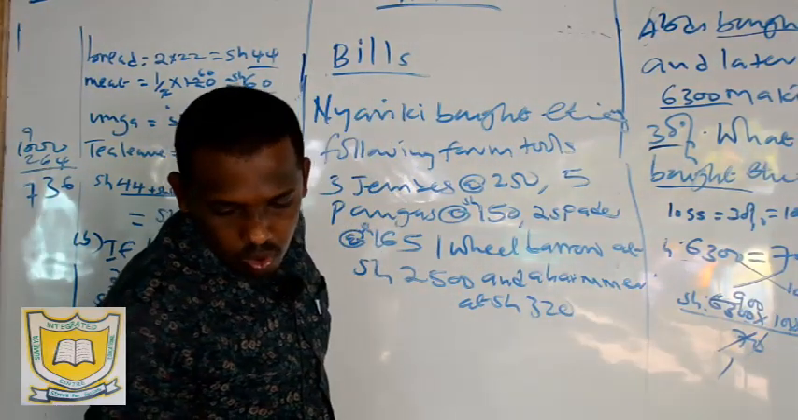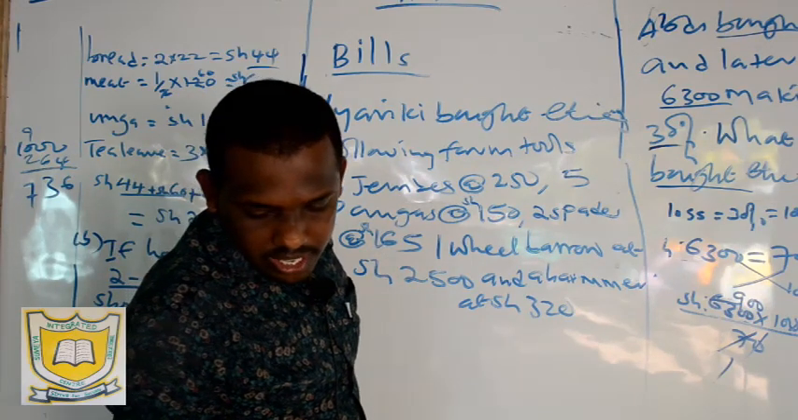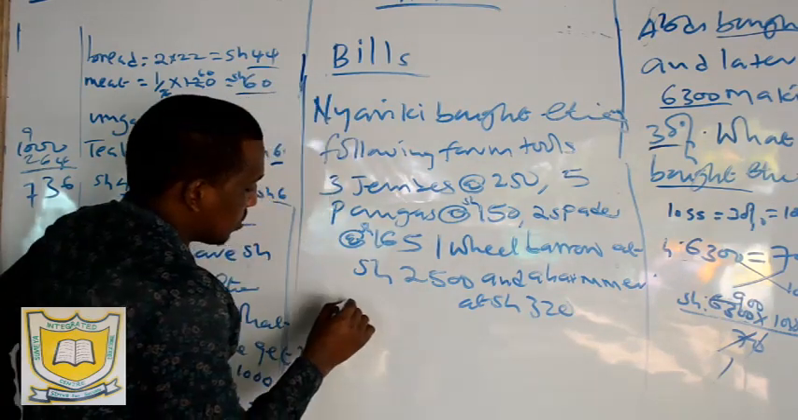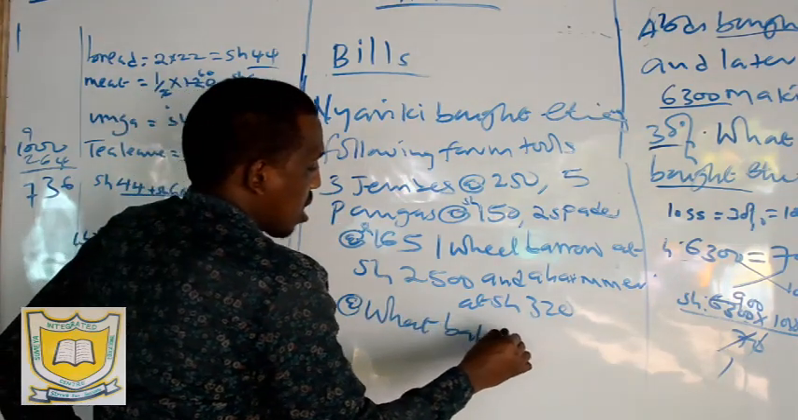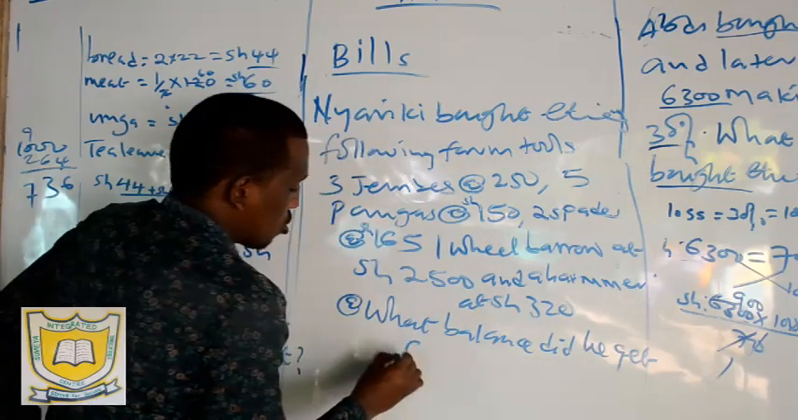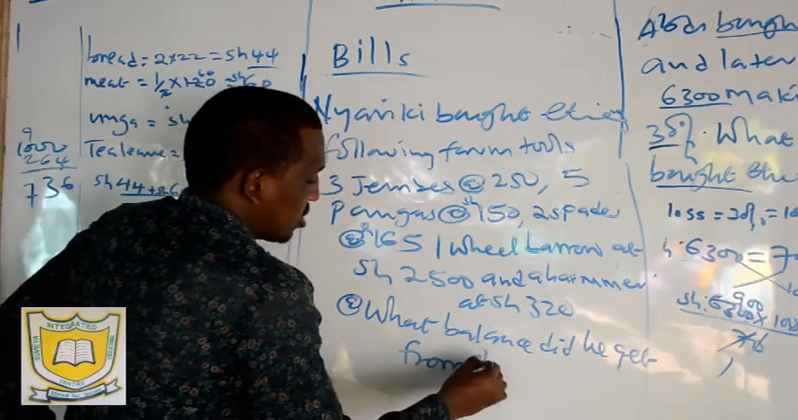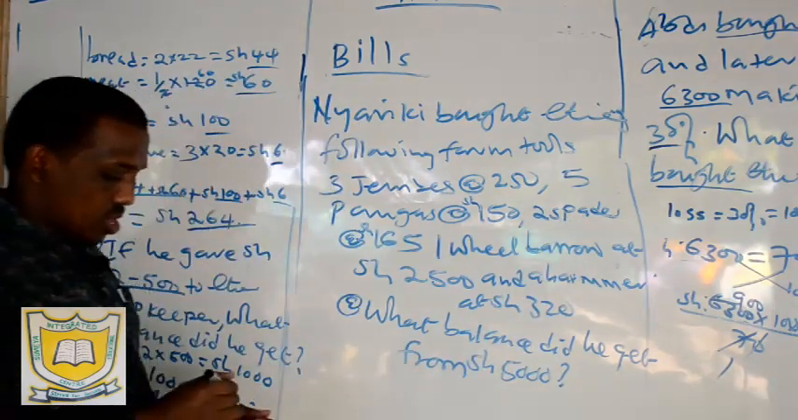So they said now what you are told now. What balance did he get from shillings 5,000? So let us see now.